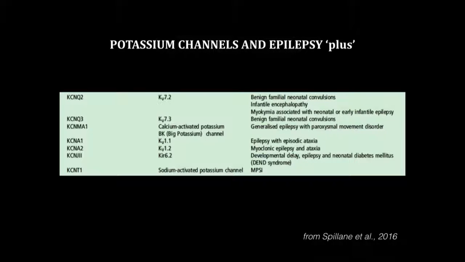Another category of channels which are important for epilepsy are potassium channels. Potassium channels, as you can see here, have been associated with different forms of epilepsies, and also with other manifestations like episodic ataxia, which is a form of paroxysmal ataxia, developmental delay, and diabetes as well.